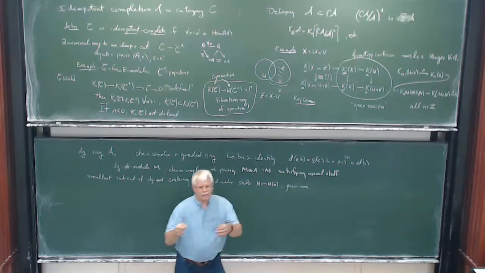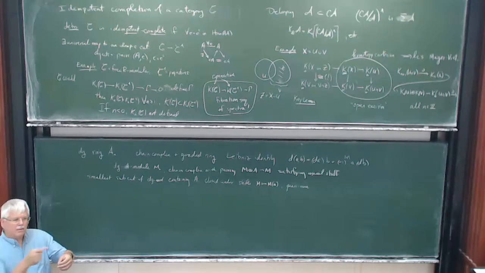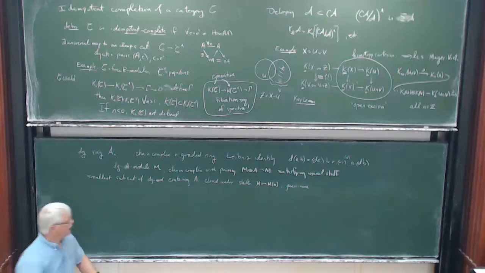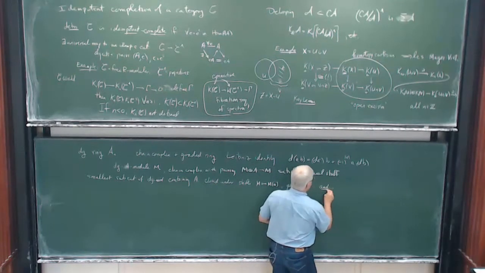So if I have a map of two modules, and one of them is in my category, and the map is a quasi-isomorphism, then the other one should be in my category. And idempotent completion.